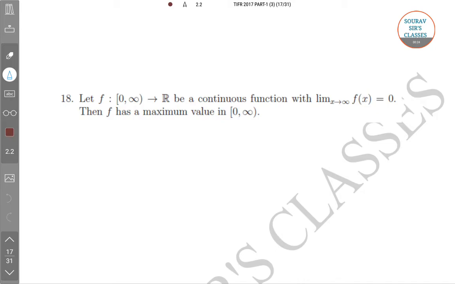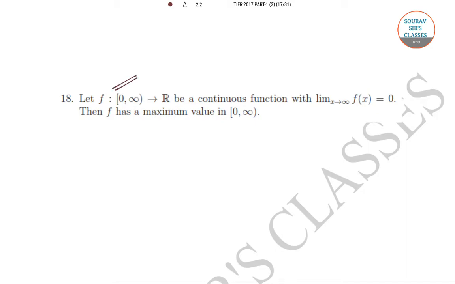In question number 18, it has been said that let f be a function which goes from 0 to infinity, where the interval is closed at 0, to the set of real numbers R, and the function f is a continuous function with limit as x tends to infinity of f(x) equal to 0. So we have to find out whether f has a maximum value in the interval 0 to infinity, closed at 0. We have to find whether this statement is true or false. Now let's begin.